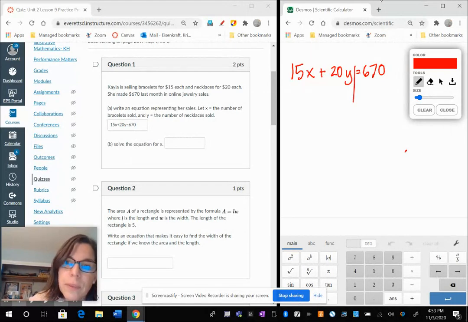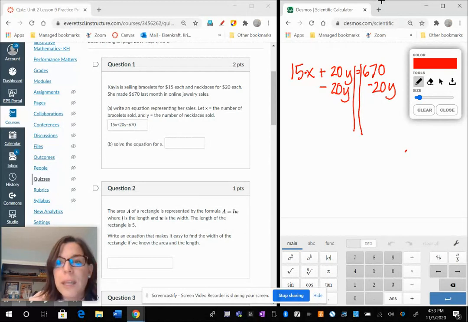So what I'm going to do is get x alone. x was multiplied by 15 and then 20y was added to it. So I want to subtract 20y. You want to subtract all the money she made from the necklaces. So if you take 670 and you take away $20 per necklace, it's okay that we don't know what that is, okay? Then this expression will be how much she made on bracelets. But if you want to know how many bracelets that was, you would need to take that total and divide the whole thing by 15.